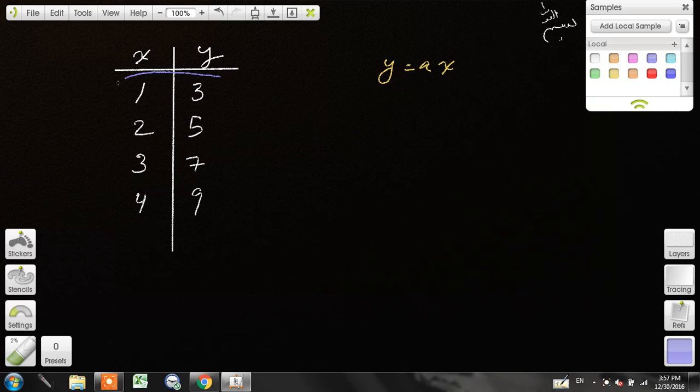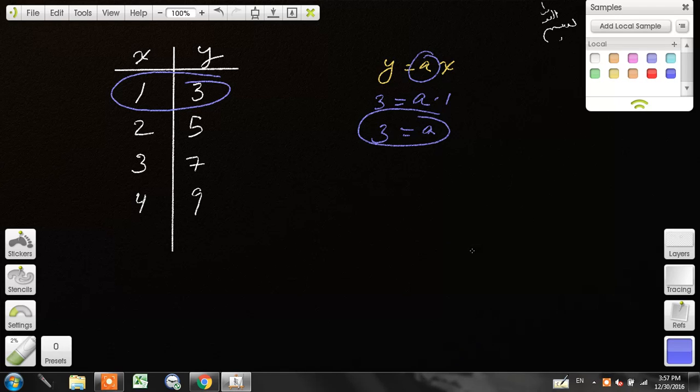Let's pick just any bit of data and plug it in, figure out what A is. Fair? Okay, y is 3 when x is 1, so A is 3. That was easy. Now we know what the constant of variation is. Now we can write the equation for the direct variation, which would be y equals 3x, if this is a direct variation.